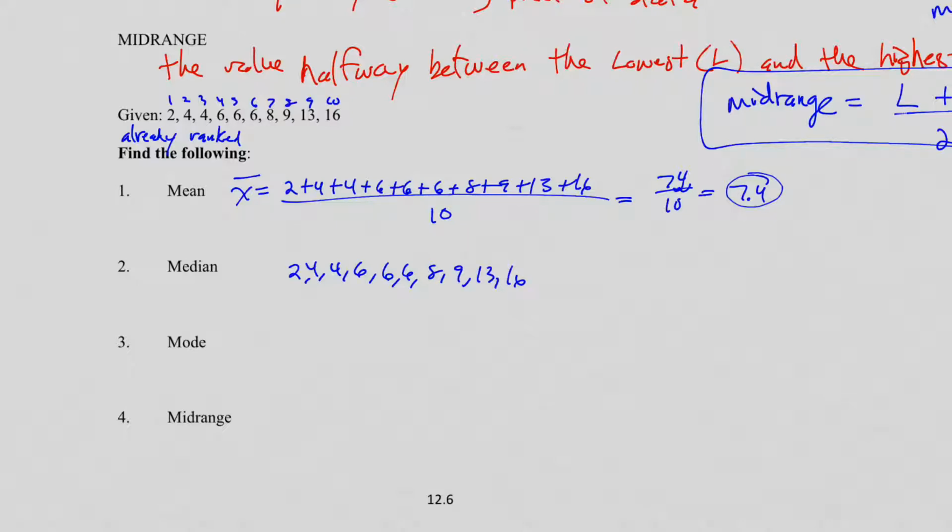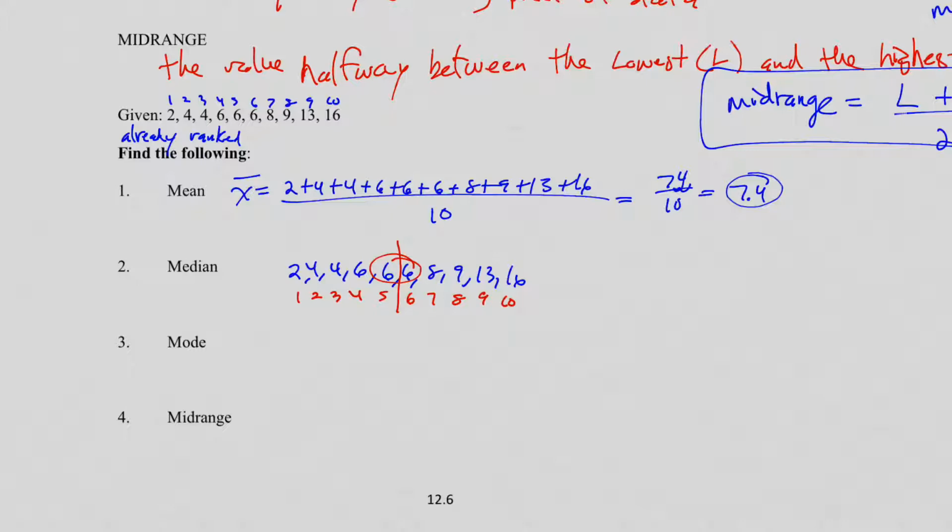And the median is going to be in the middle. 1, 2, 3, 4, 5. That basically splits our 10. 1, 2, 3, 4, 5. So there's 5 on the left, 5 on the right. In the middle is right in between my two 6s. Well, it's the same number, so it has to be 6.